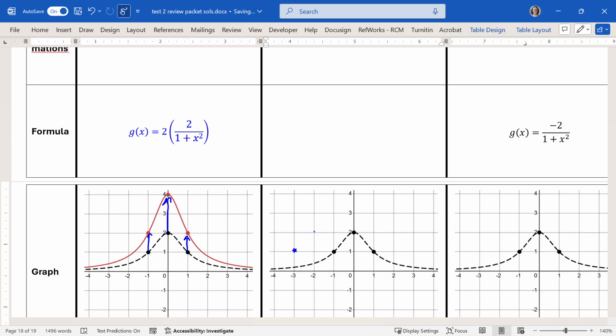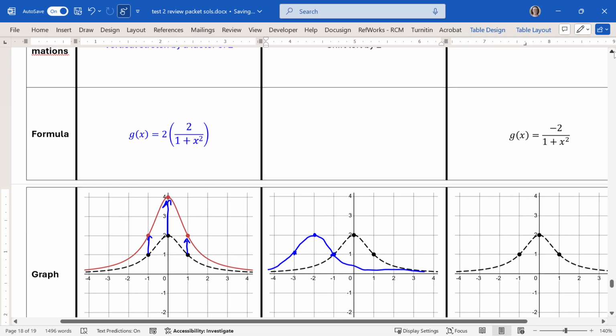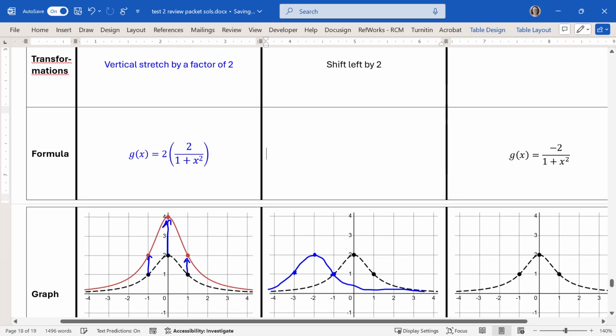So that one goes left by 2, and then this one goes to where this one was, and then we're just connecting them the same way they were connected before, as best as we can. Okay, like that. Now for the formula. How do we do this formula?